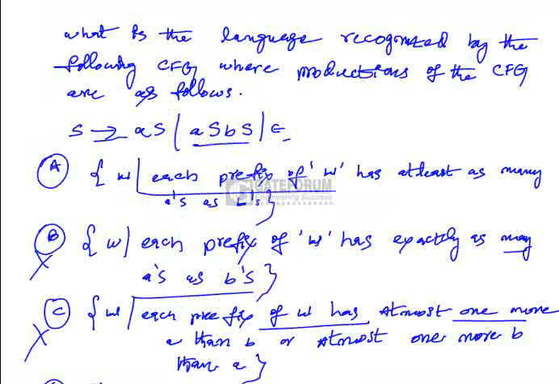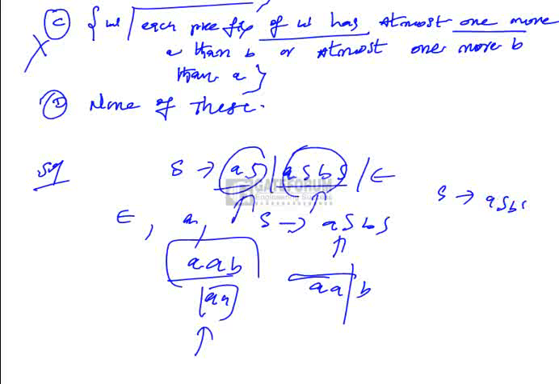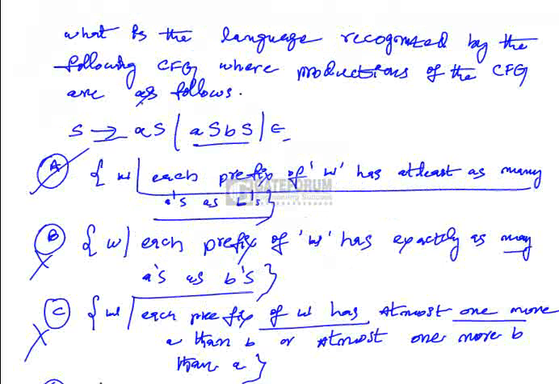So each prefix of W has at least as many A's as B's. That means we can have more A's, but minimum at least as many A's as B's. For example, if you take AS, BS, if both S are epsilon, you will get AB. A's and B's are equal. Either A's can be more than B's or A's, B's will be equal. B's cannot be more. Option A is right.